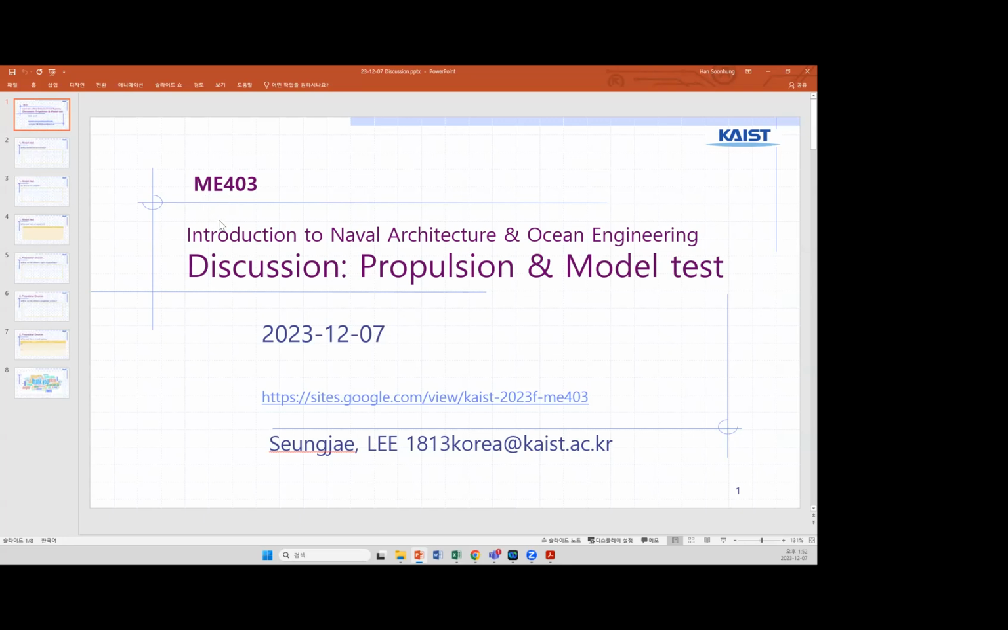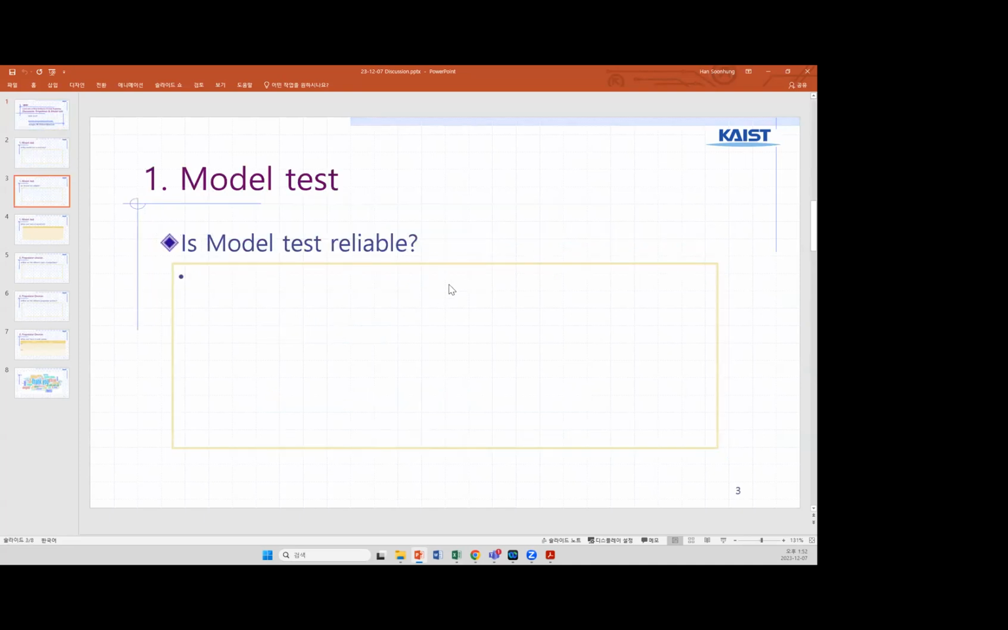Let's get started with our discussion session for propulsion device and model test. My first question is why is a model test necessary? In the real industry, we use a lot of model tests, and why is it necessary? And why are we doing model tests? Do you have any idea?